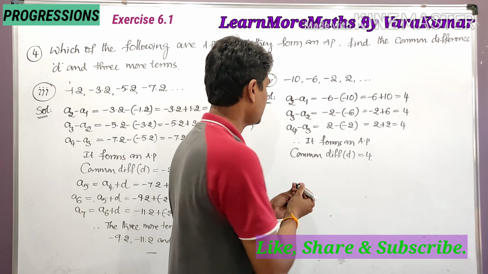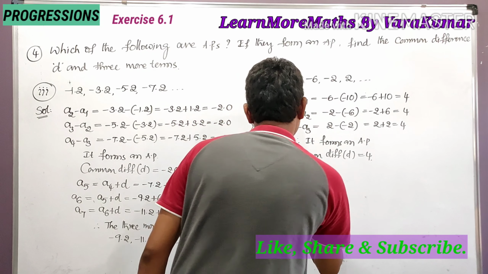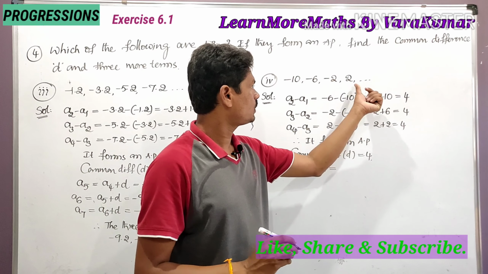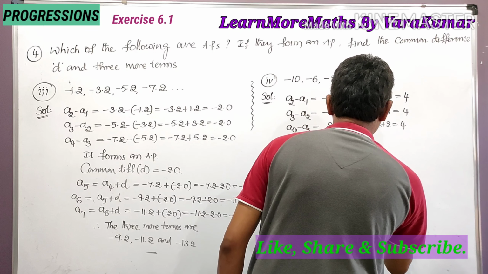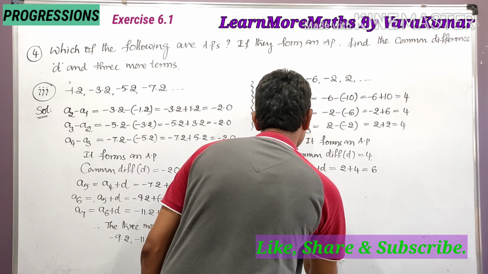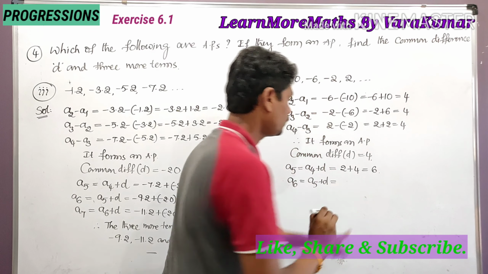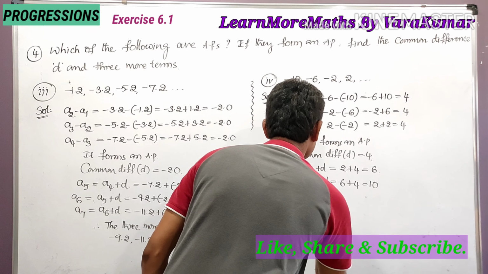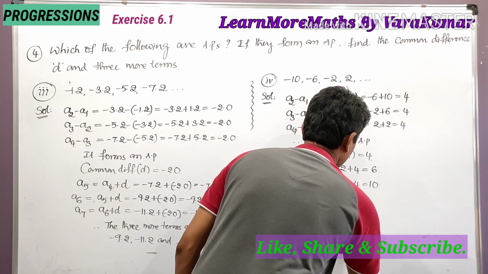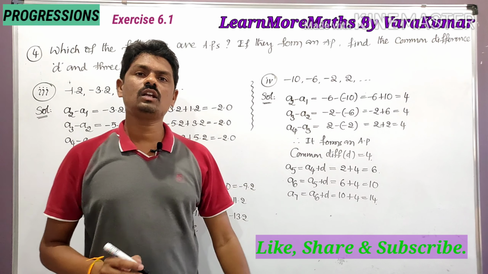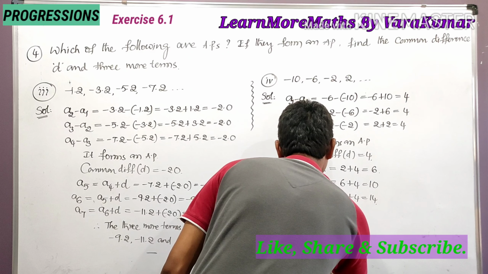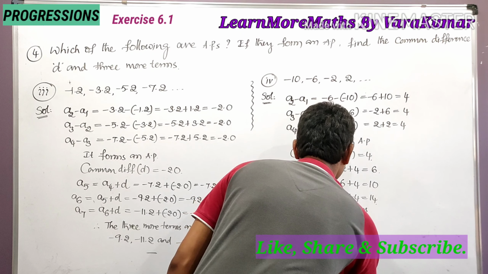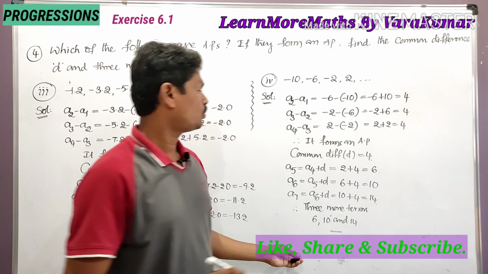So he is asking us to find the next three terms, that is A5, A6, A7. A5 is equal to A4 plus D. We have A4 equal to 2 and D equal to 4. So 2 plus 4 is 6. In the same way, A6 is equal to A5 plus D. A5 is 6 plus D is 4, 6 plus 4 is 10. Next, A7 is equal to A6 plus D. A6 is 10 plus D is 4, it is 14. Therefore, the three more terms are 6, 10 and 14. So these are the three more terms of the given AP.